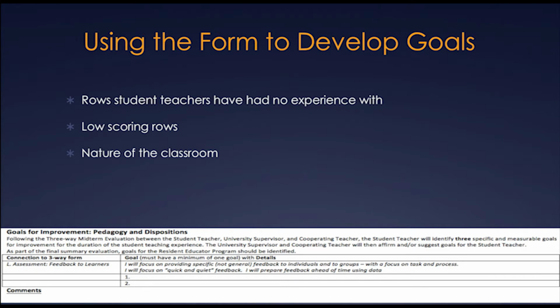When developing goals, the team may also consider areas where the student teacher received a score of 0 or 1. A lower score may indicate that the student teacher needs further support in a given area or more opportunities to practice the skill. Consider rows with lower scores when developing potential goals for the future.